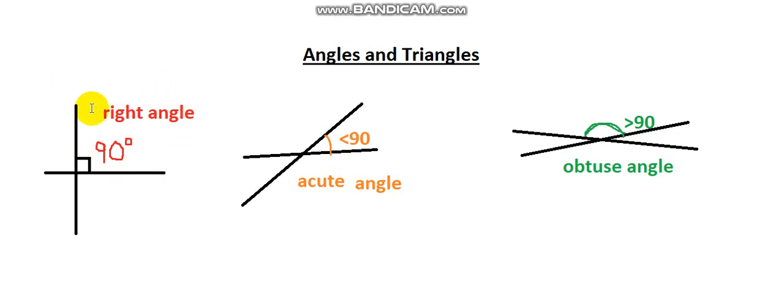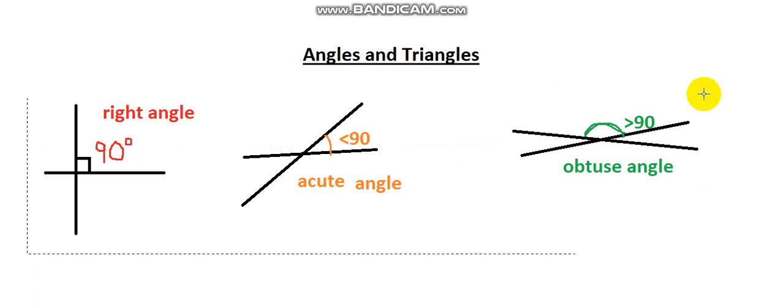In Greek, this would be called orthogonia, this would be called oxyagonia, and this would be called amblygonia. That's enough about angles. That's the three types of angles. Let's move on to triangles.